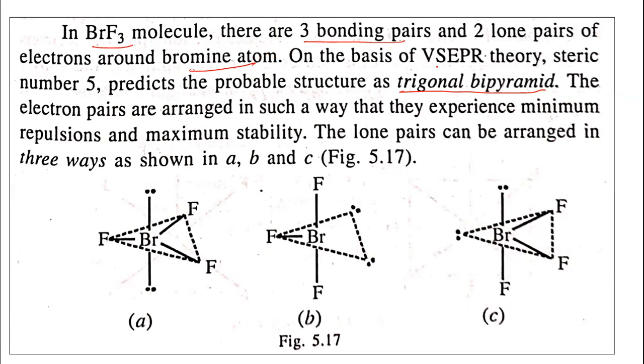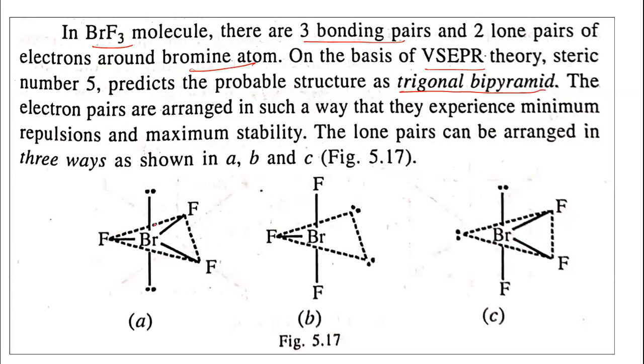On the basis of the VSEPR theory, valence shell electron pair repulsion theory, we have to represent the correct position of the lone pairs, and that position will be in such a way that there is minimum repulsion between the lone pair and bond pair electrons. So let us see the probable structure. It is a trigonal bipyramid. The electron pairs are arranged so that they experience minimum repulsion with maximum stability. So there are 3 possible structures we can draw here.